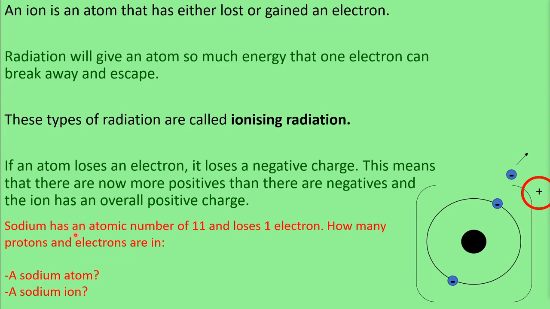So if sodium, which has an atomic number of 11, loses an electron, how many protons and electrons are in a sodium atom and a sodium ion? Pause the video and see if you can have a go now.